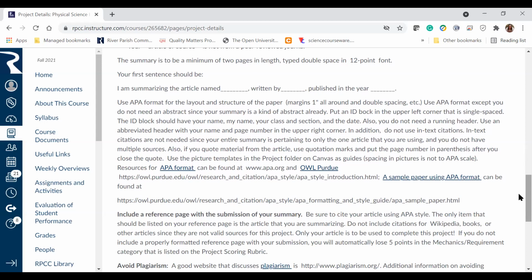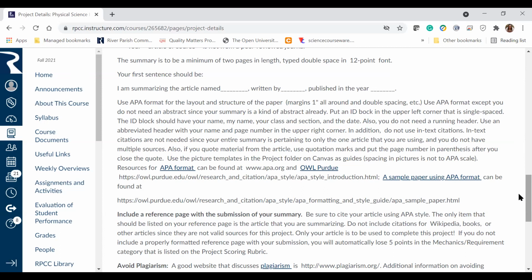I am summarizing the article name, fill in the blank, written by, fill in the blank, published in the year, fill in the blank. Okay, so that is how you should start the actual body of your summary. That should be the first sentence in your actual summary. But there are some other things that you have to do before you actually write that first sentence, and that is, you need to make sure that your paper has a 1-inch margin all around.